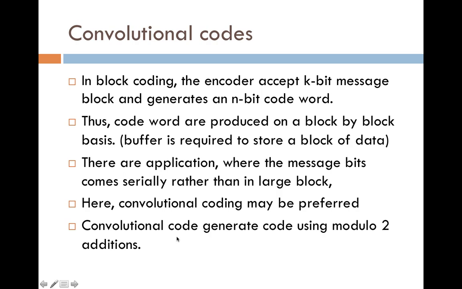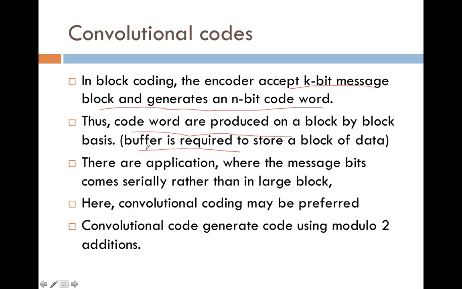Now we are going to discuss convolutional codes. Before starting convolutional codes, I just want to give you a small introduction to block coding. In block coding, the encoder accepts a k-bit message block and generates an n-bit code word. Thus the code words are produced on a block-by-block basis. Here a buffer is required, that is, memory is required to store a block of data.